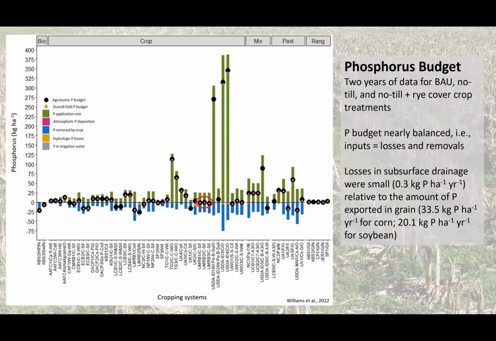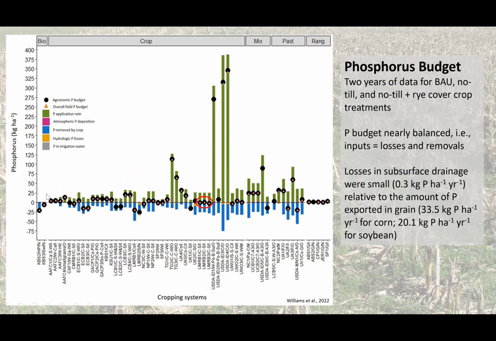Switching gears, this is phosphorus. So part of the LTAR network, there are more than 20 groups in the network. Part of that, there's a group working on phosphorus budgets at a lot of different sites throughout the country. So we were involved in that. I've got the red circle there showing the particular system data that we included here.